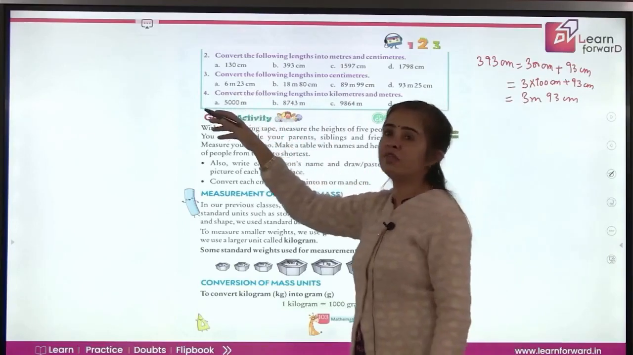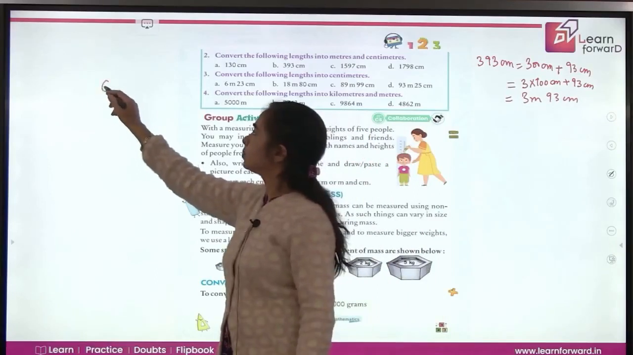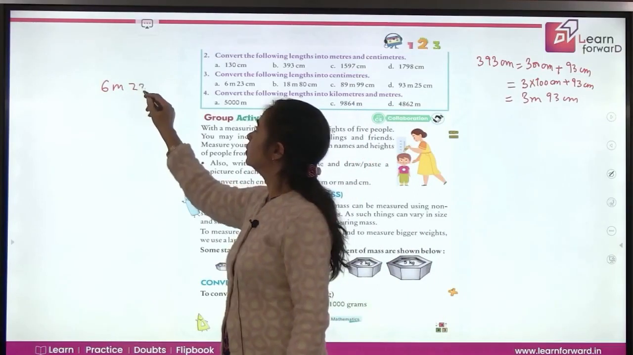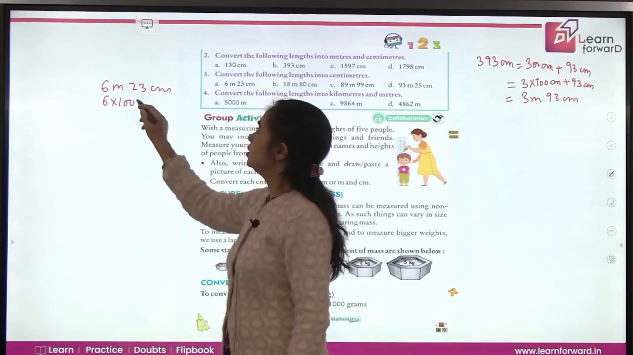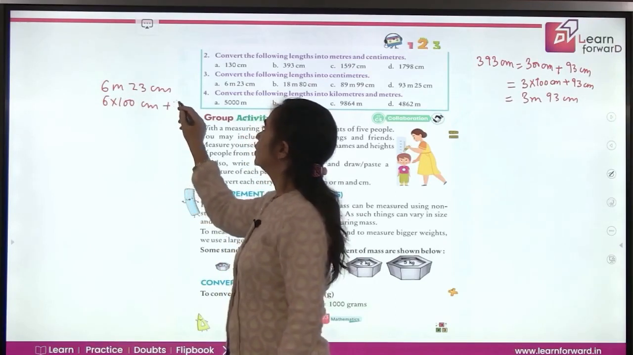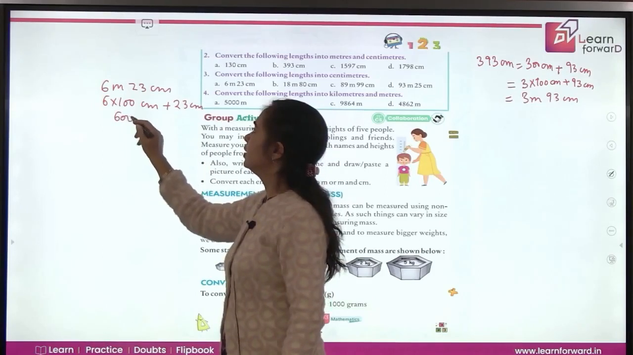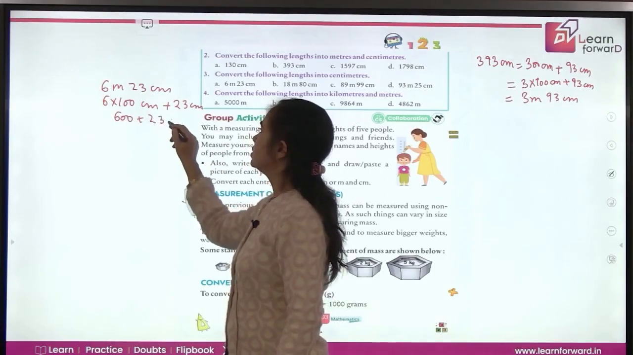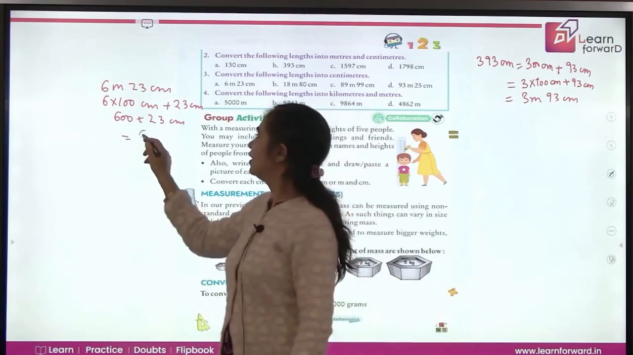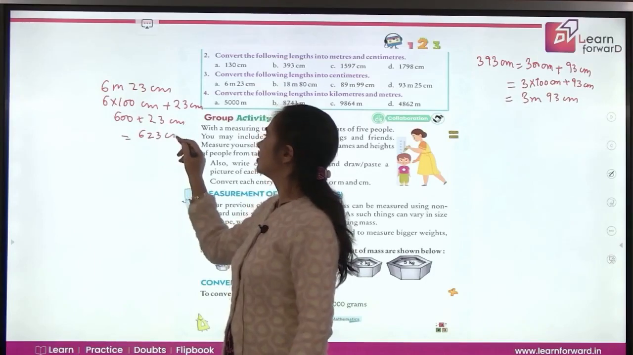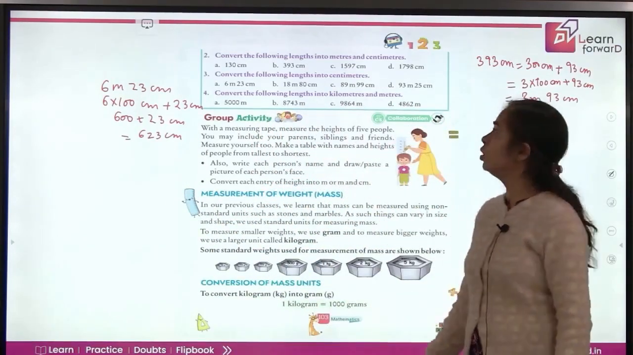Next is convert the following lengths into centimeters. So now here we'll be adding. 6 meters 23 centimeters means 6 meters converted into centimeters plus these centimeters. So you get 600 plus 23 centimeters, which is equal to how much, children? 623 centimeters, right?